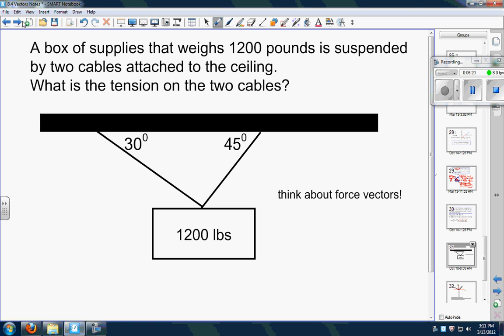So you get a box of supplies. It's got a weight and it's suspended by 2 cables attached to the ceiling. So what is the tension on each of the 2 cables? One of the cables makes a 30-degree angle. One of the cables makes a 45-degree angle. There's a box hanging from them. Hint here: think about these force vectors.